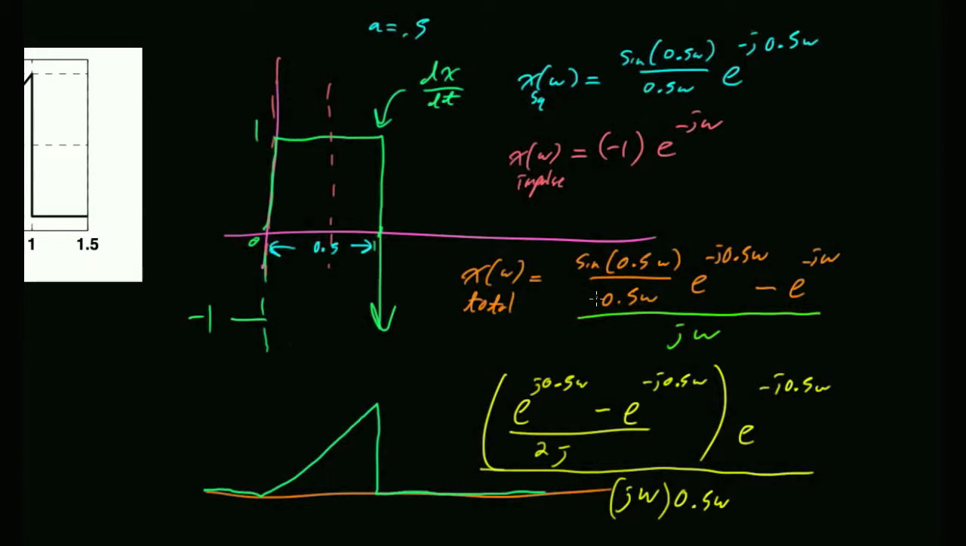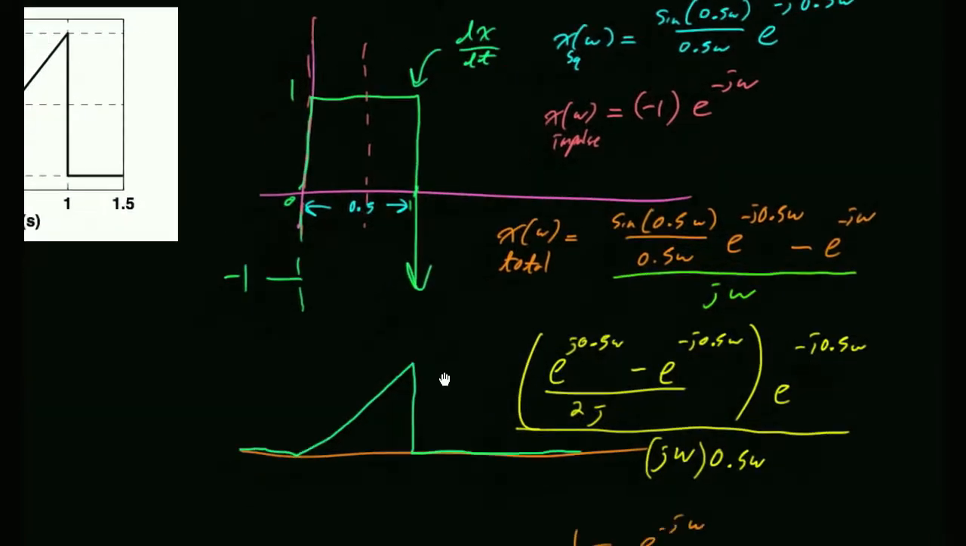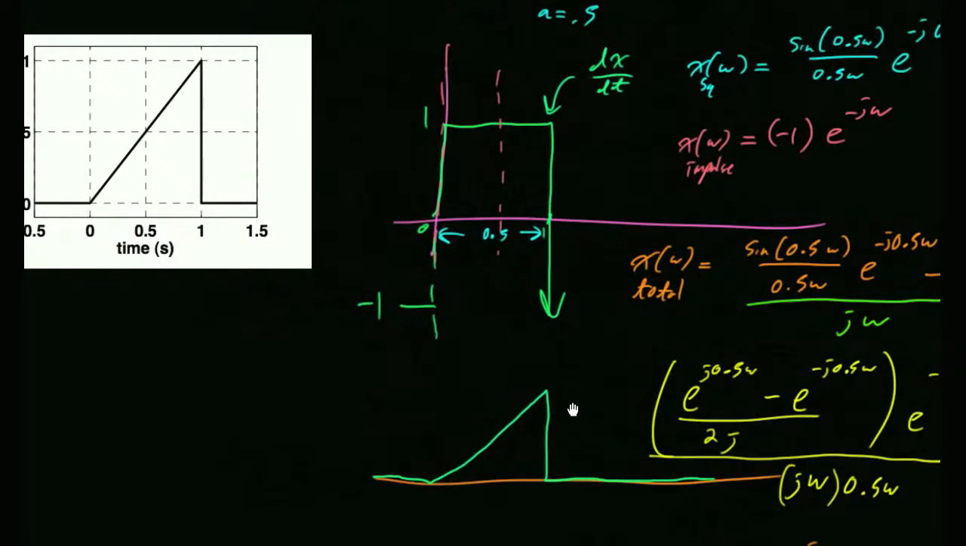to change things. Yes? For the impulse up in the top right corner, you have a minus e to the minus j omega. Yeah. That's because it was shifted right. Correct. If it was shifted left, it would be a positive e to the j omega. No, it's a good question. Let's iron that out. Okay, there's two minuses in there.